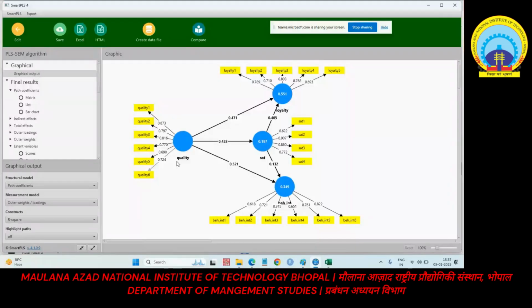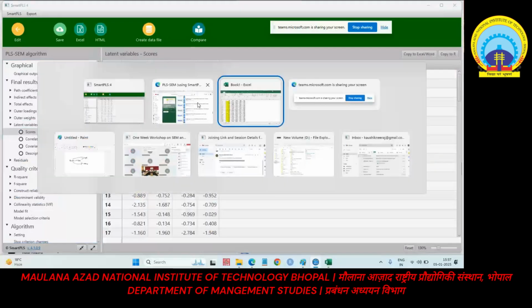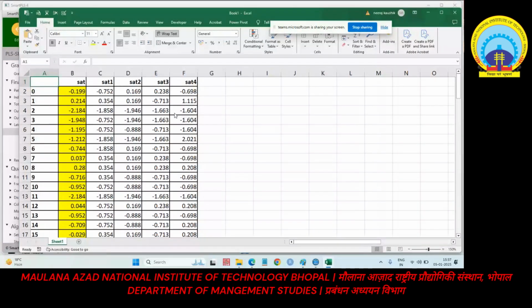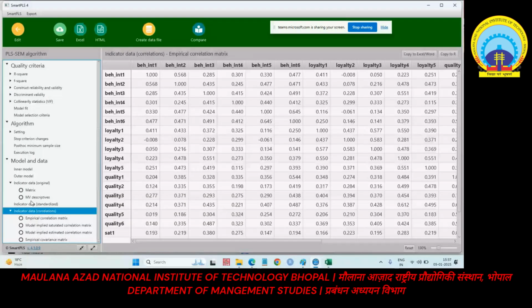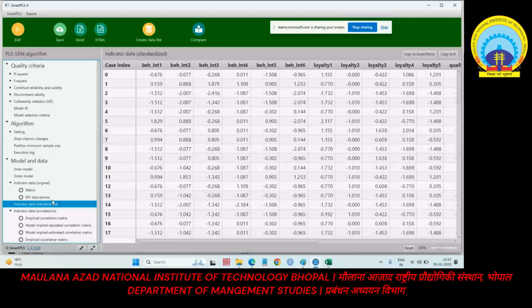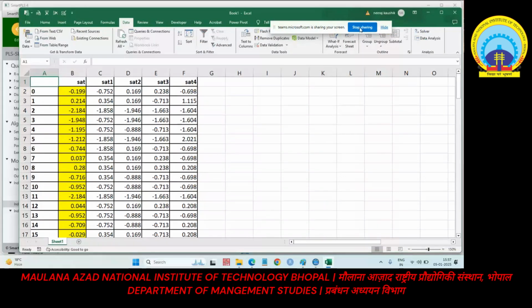So I have taken the score. Where are the scores given? In the final result, there is latent variable, and in that, the first one is the score. I have taken this one, and I have taken the standardized value of items, which is given in the last indicator data as the standardized values. I have taken the values of this and this, and allow me to make a table. So this table will be data analysis.